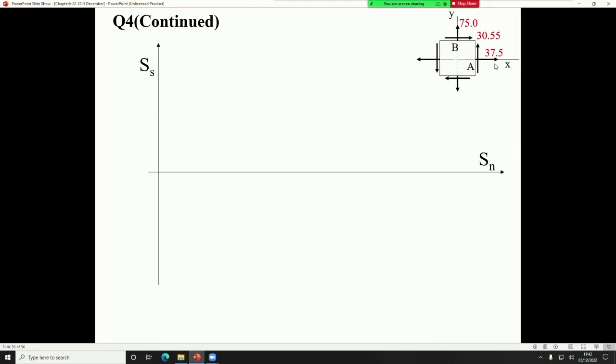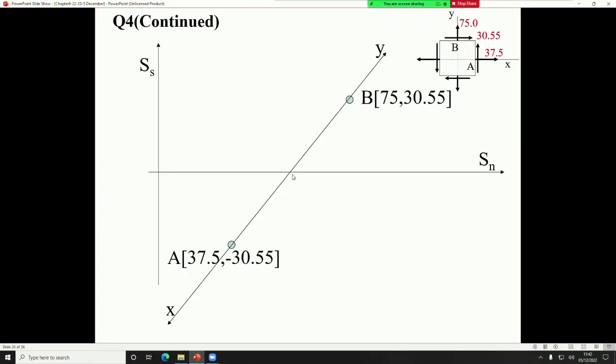So we've got a normal stress of 37.5 and a shear stress of 30.55. We've got a normal stress of 75 and a shear stress of 30.55. I join the two points. Where they intersect the x-axis, this is the center of the circle. Now I take a compass and draw a circle. This is the maximum principal stress, and this is the minimum principal stress. They have no shear components.